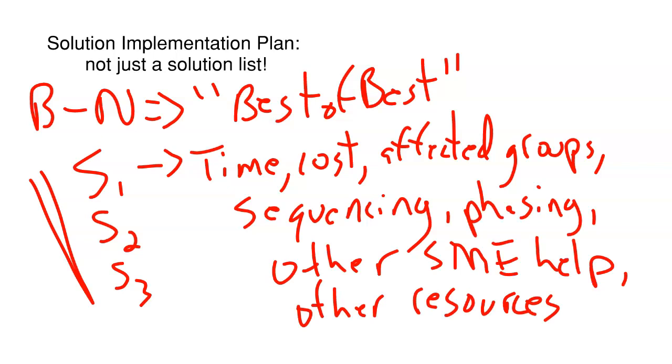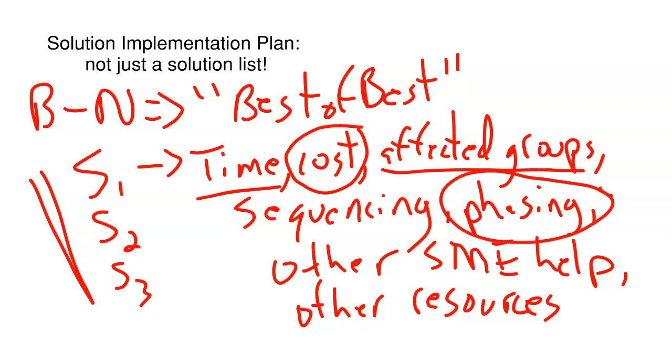There's a big list of things that we'll include for each of the solutions in the solution implementation plan, including things like how long we think it'll take to implement this solution, what the cost will be, who the affected groups are, the sequencing, like is there any particular order that we need to roll out these solutions, and should it be phased? Are there particular test groups that we should be rolling the solutions out to? Are there other SMEs that are going to need to help with these solutions, especially if they're complex implementations? And are there other resources that we need to pull from the organization to help?